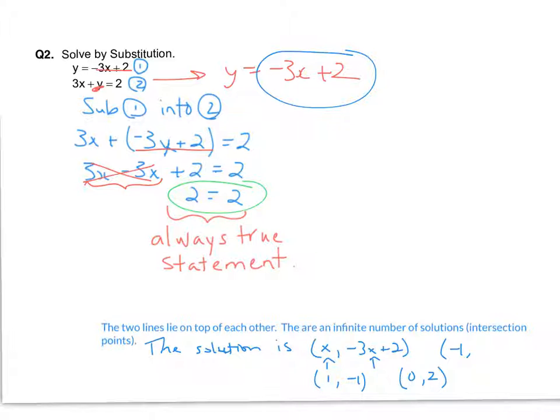But instead of listing an infinite number of points, which is really impossible to do because it would take forever, let me just double check my work. Negative 3 times negative 1 is 3, plus 2 is 5, yeah. Instead of writing out every infinite point, we just write it in this format and we say you could have any value of x and the y has to be expressed as negative 3 times that value of x plus 2.